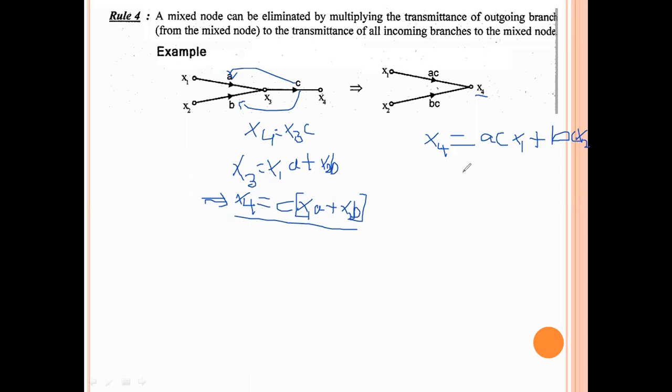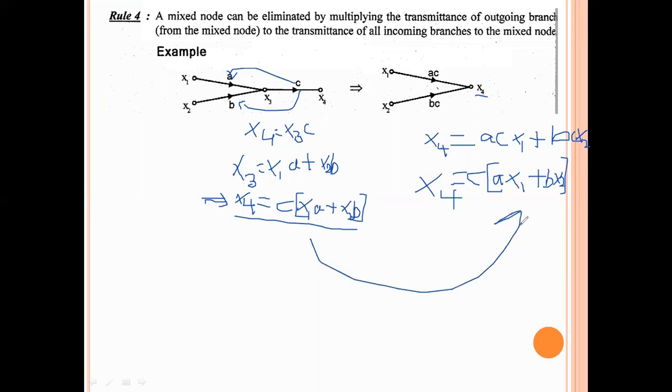You can see here in both the cases C is common, take C out. So C into AX1 in the first term, in the second term it is BX2. So this will be our X4 from this diagram. Now you can compare these two, whether we have got the same results or not. Both are very much same, right?